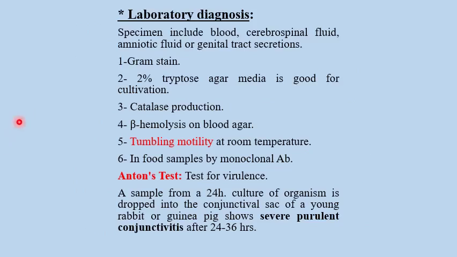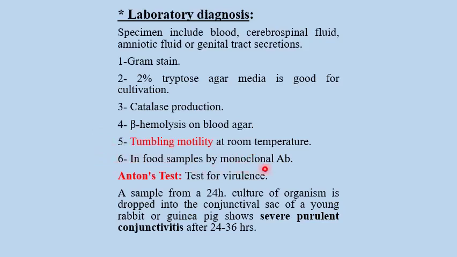Laboratory diagnosis. The specimen include the blood, cerebrospinal fluid, amniotic fluid, or genital tract secretions. We will apply Gram staining. 20% tryptose agar media is good for cultivation. And as we said before, it is catalase positive, causes beta-hemolysis on blood agar. دي كلها حاجات not very highly characteristic. The characteristic test بقى is tumbling motility at room temperature, اللي هي حركة the peritrichous flagella.